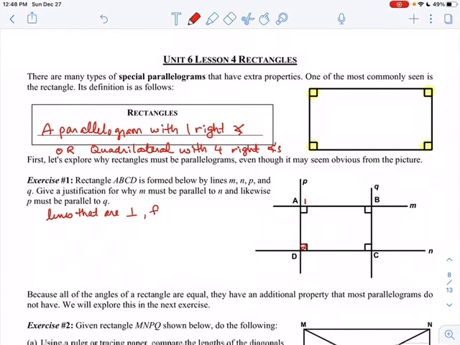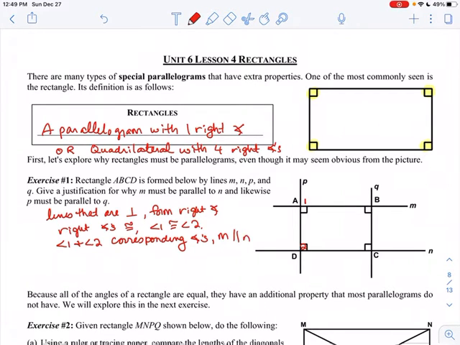Lines that are perpendicular form right angles, and right angles are congruent. So angle 1 is congruent to angle 2. If angle 1 is congruent to angle 2, they are corresponding angles, therefore those lines have to be parallel to each other. Angle 1 and angle 2 are corresponding angles. So therefore, M is parallel to N.